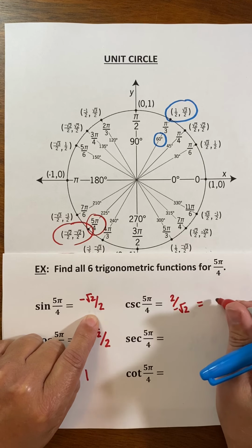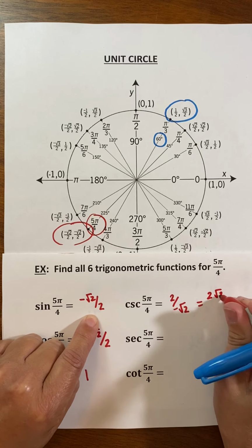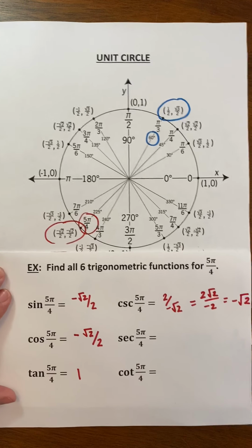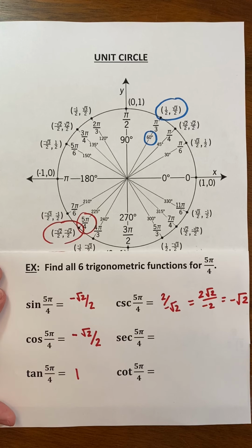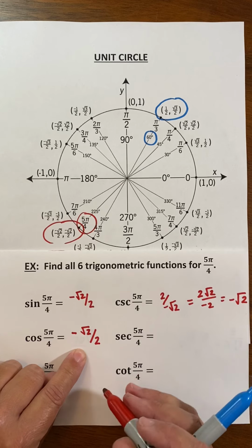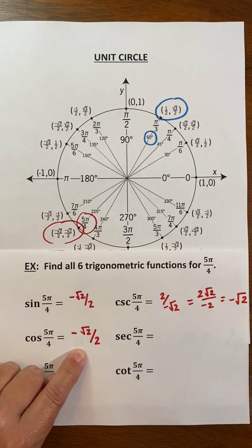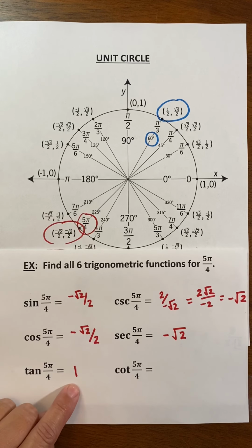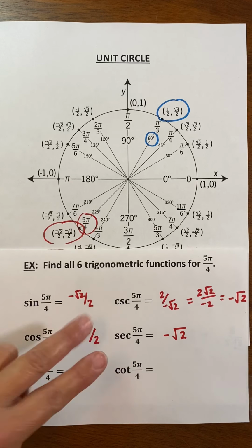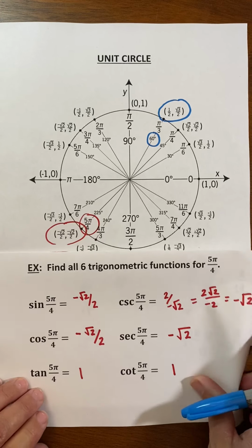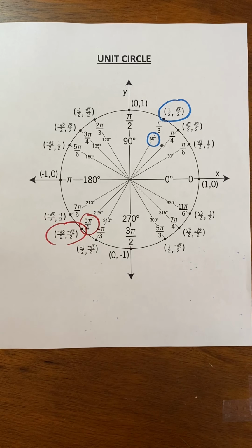Multiply the top and the bottom by the square root of 2. And you get 2 square root of 2 over negative 2, which is negative square root of 2. So the cosecant of 5 pi over 4 is negative square root of 2. Well, the secant is the reciprocal of the cosine, which is the same as the sine. So we already know that that's negative square root of 2. And then the cotangent is just, we flip those over, it's also just 1. Not too terrible.